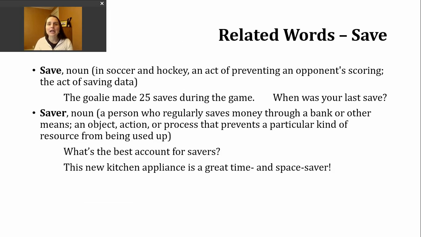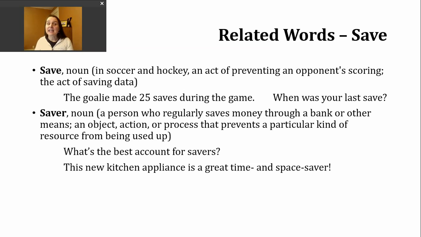And the first word we're going to look at has the exact same spelling and the exact same pronunciation as our verb. It's just the noun form. So the noun save could relate back to sports. So in soccer or in hockey, again, this is the action of preventing an opponent from scoring. So let's take a look at this noun usage in an example sentence. The goalie made 25 saves during the game. Having that number right before the noun is a good indication that this is a noun and not a verb.